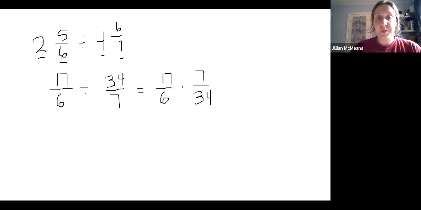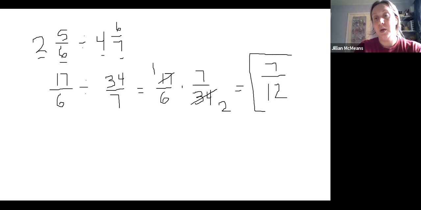So we know we can't reduce by 7, but let's look at the 17. 17's factors are only 1 and 17. Well, 1 doesn't count, but 17 does not go into 6. 17, however, does go into 34. So if I take 17 and divide it by itself, I get 1. 34 divided by 17 is 2. So then I can multiply across. 1 times 7 is 7. 6 times 2 is 12.